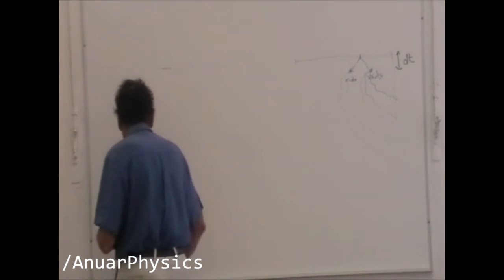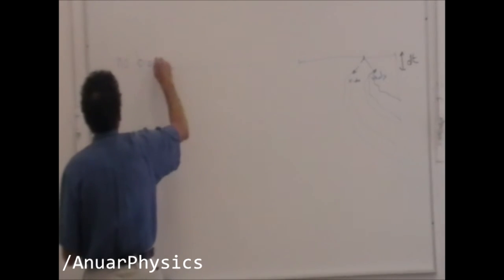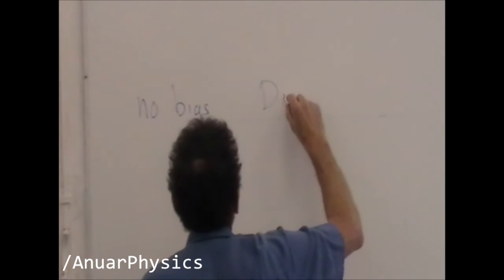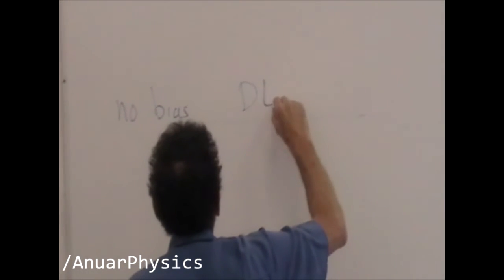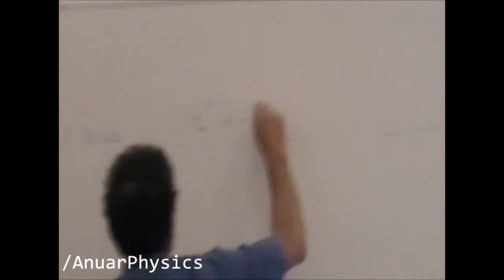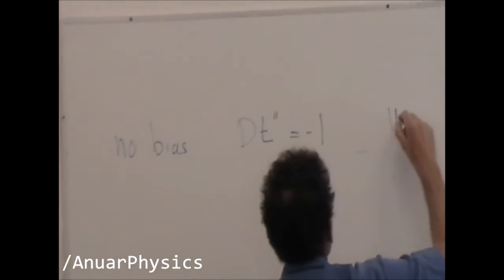So, we saw that for no bias, the appropriate equation was, so let's first of all do D double prime is equal to minus 1. This would be for the unconditional exit time.